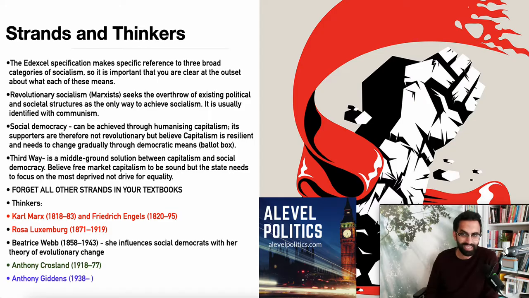Now, they believe that free market capitalism is pretty sound, but they also believe that the state needs to focus on the most deprived people in society. So they don't have a commitment to equality in the sort of social democratic or even the revolutionary sense, and I'll explain that as we go along. Yet they still believe that the state has some role in society. Right? So they're not classical liberals. They're not free market liberals in that sense, because they believe in a state. Remember, liberals do not believe that the state should have much of an impact on our lives. Well, they believe that the state can do good, but the state shouldn't really interfere too radically in the capitalist free market. So you've got the third way.